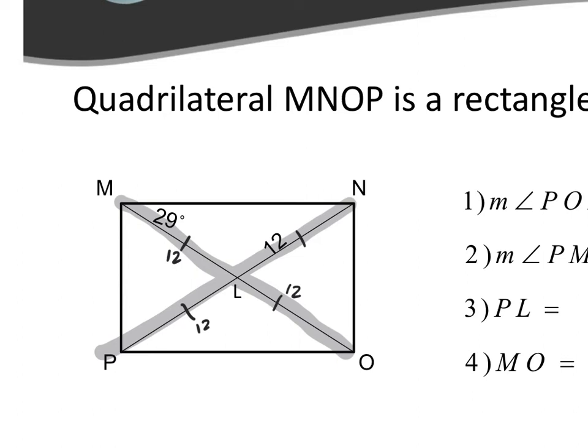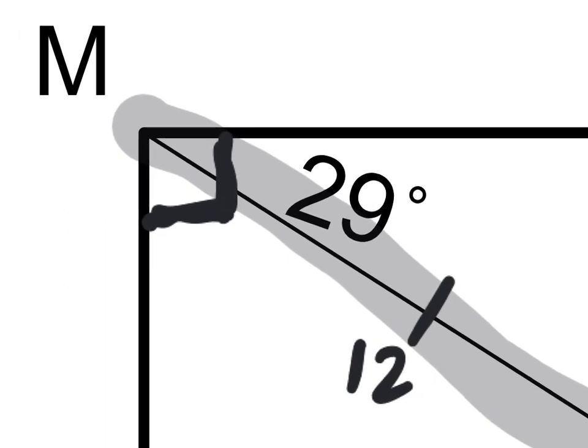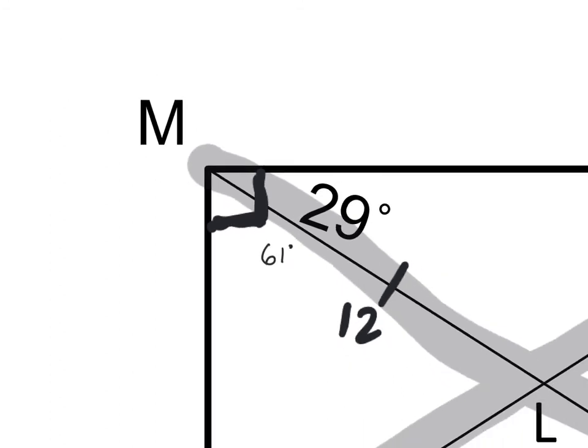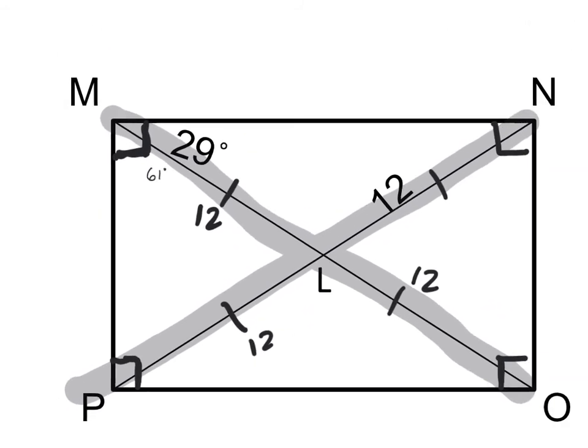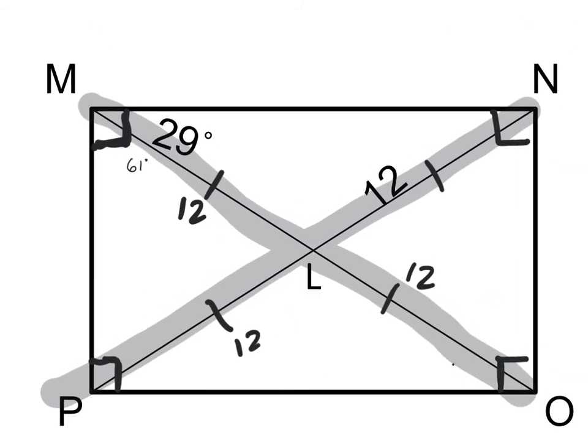We also know that rectangles have right angles in the corners here. So check this out. If this is 29 degrees, how much is its next door neighbor? Not 29. 90 minus 29, which gives me 61 degrees. Now remember, because this is a parallelogram, we get those same opposite angles, those alternate interior angles, meaning that this would be 29 degrees and this would be 61 degrees. That's the same thing we already knew.